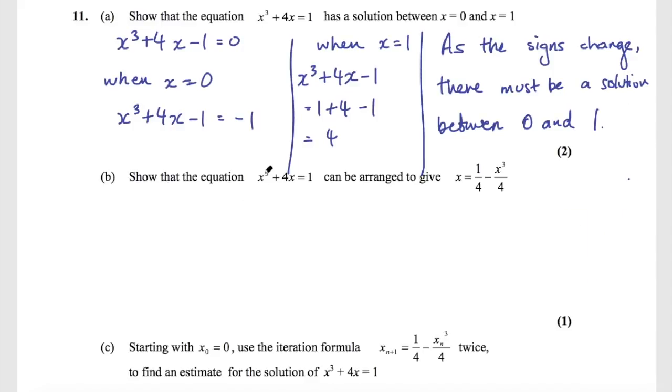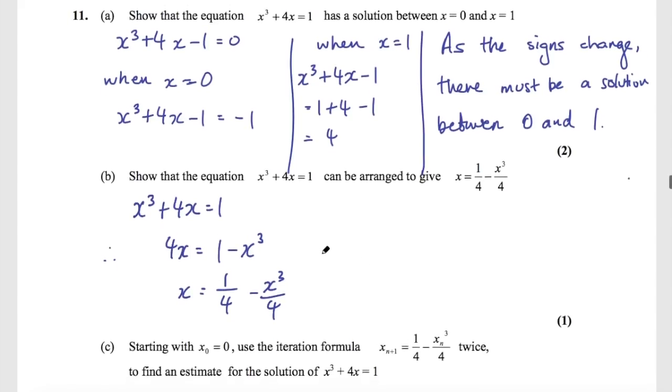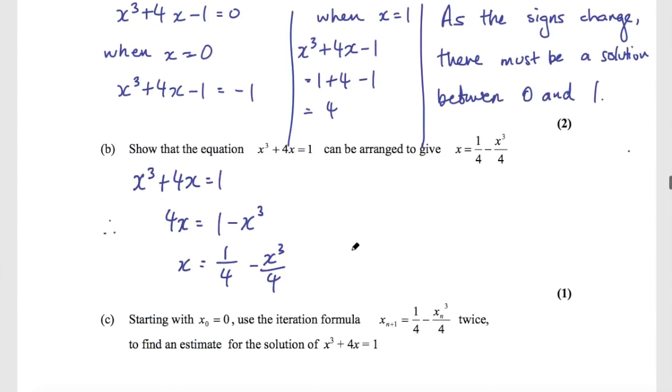Part B says show that the equation x cubed plus 4x equals 1 can be arranged to give x equals a quarter minus x cubed over 4. Okay, so let's take this equation and get x by itself. So we have x cubed plus 4x equals 1. Then we bring that x cubed over to this side, so 4x equals 1 minus x cubed, and then divide everything by 4, so x equals 1 over 4 minus x cubed on 4, which is what we wanted. There's not much working out there, so that's why it's only 1 mark.